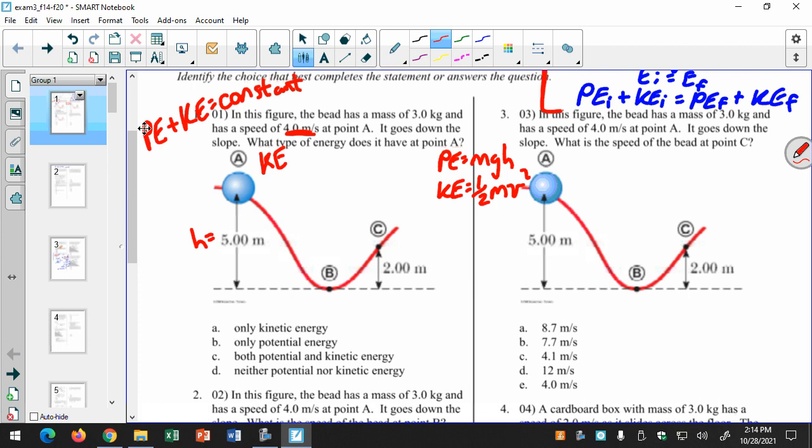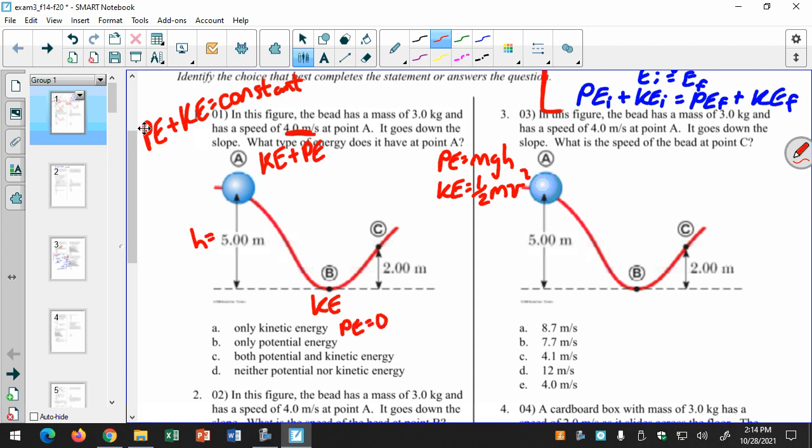So at this point, I have kinetic energy and I have potential energy. At point B, what kind of energy do I have? Potential, kinetic, or both? I have only kinetic energy here because the potential energy is equal to 0. Potential energy is equal to 0 because the height is equal to 0.